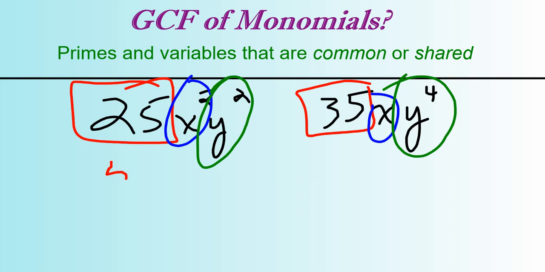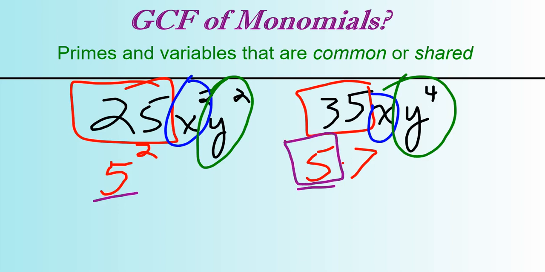So 25 as a prime factorization we know is 5 squared. 35 we know is 5 times 7. So now let's take this one at a time. Numbers, x's, and then y's. The only common primes are 5's between 25 and 35. And since there's only one of them in 35, that is the only 5 that we can have in common. You can't share 2 if you don't have 2.